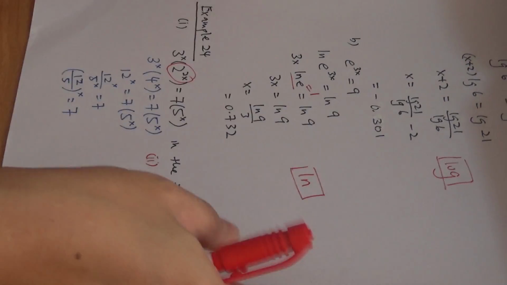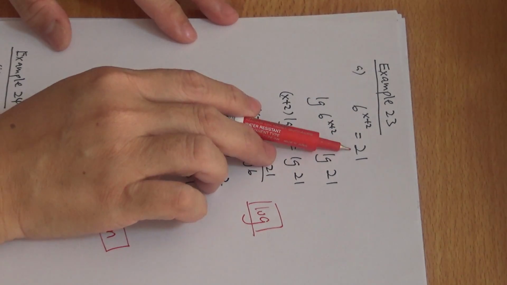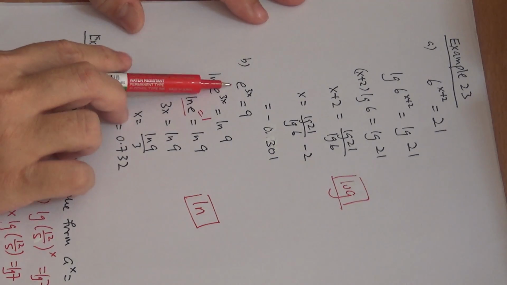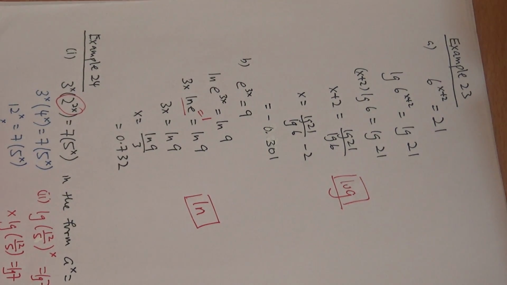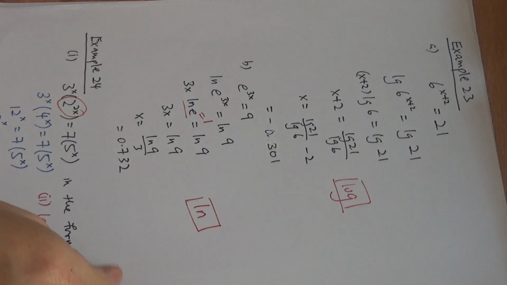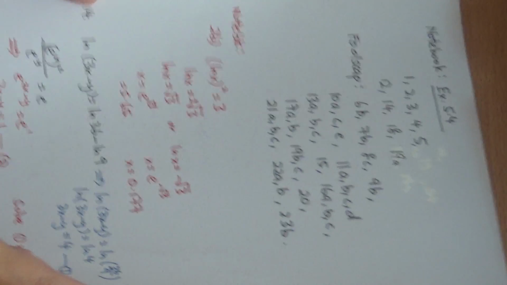I repeat, if you have numbers, you take log, common log. If you have e, you take ln, the natural log. Alright, this is the procedure that we will follow. Alright, now I'm going to next give you your homework questions.